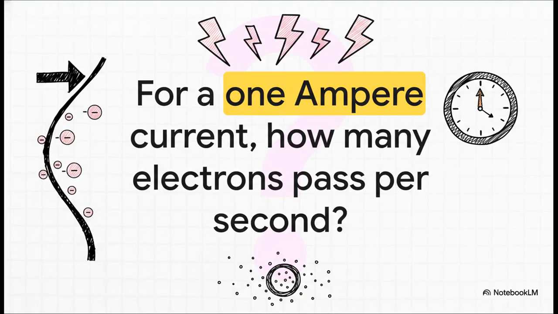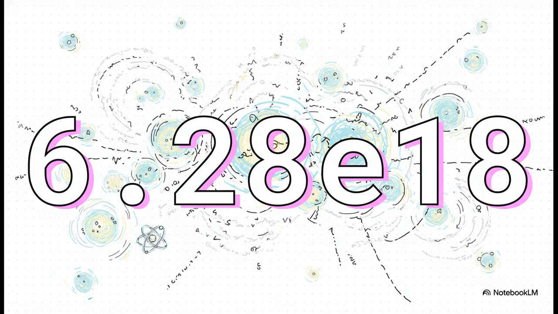If you have a 1 amp current flowing through a wire, imagine trying to count how many individual electrons move past a specific point in just 1 second. Any guesses? Well, the answer is this enormous number. It's over 6 quintillion electrons every single second. As you can probably guess, trying to work with numbers that big or to count individual electrons is just completely impractical. So we clearly need a better, more convenient way to measure them.